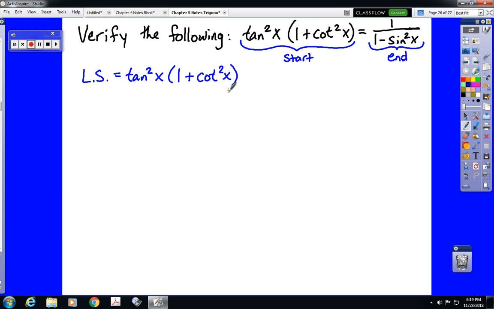There's a lot of ways that we could approach this. I think probably the easiest way would be to notice what's inside the parentheses. This expression, 1 plus cotangent squared, is one of our Pythagorean identities. It is equivalent to cosecant squared of x. So our first step should be to change 1 plus cotangent squared into cosecant squared.